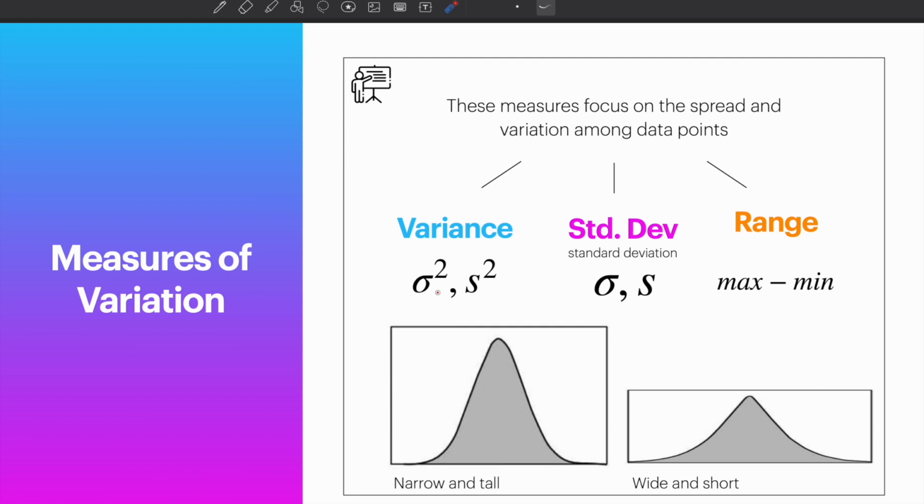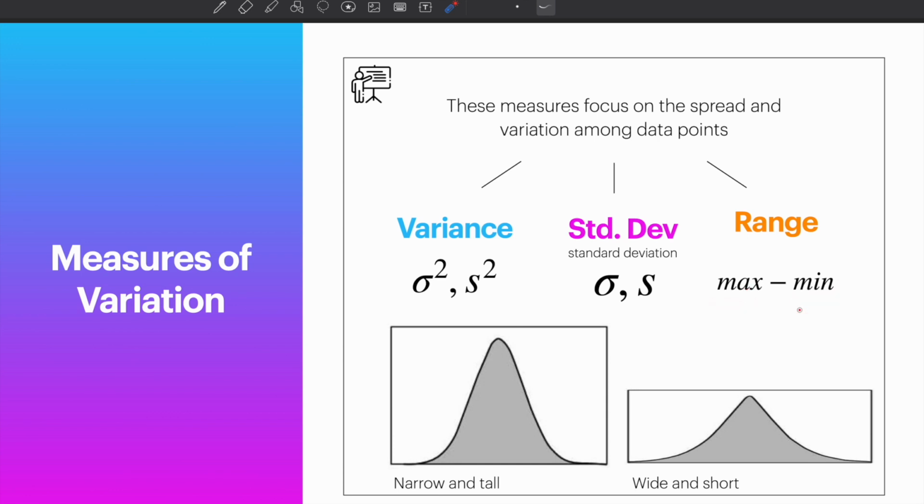So please also be mindful that this is how we represent or denote them. So this is called sigma squared. This is for populations, and then we have s squared, which is for a sample variance. And then a standard deviation is denoted as sigma for population and small letter s for sample standard deviation. And then your range is essentially your maximum value minus the minimum value.